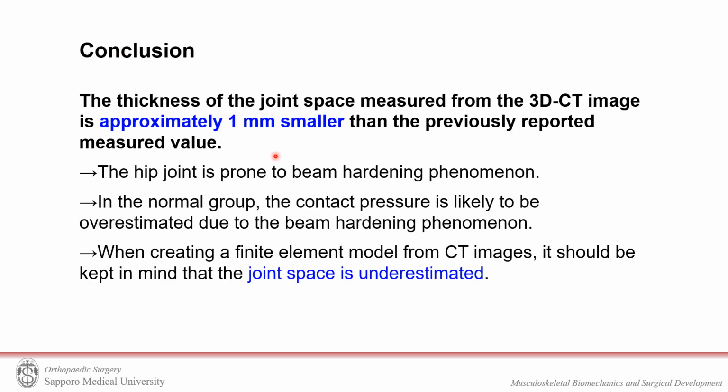Conclusion. The thickness of the joint space measured from the 3D CT image is approximately 1 mm smaller than the previously reported measured value. Thus, the hip joint is prone to the beam hardening phenomenon. In the normal group, the contact pressure is likely to be overestimated due to the beam hardening phenomenon. Finally, when creating a finite element model from CT images, it should be kept in mind that the joint space is underestimated.